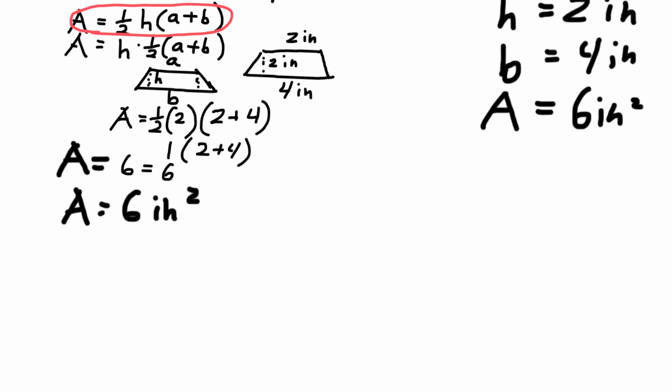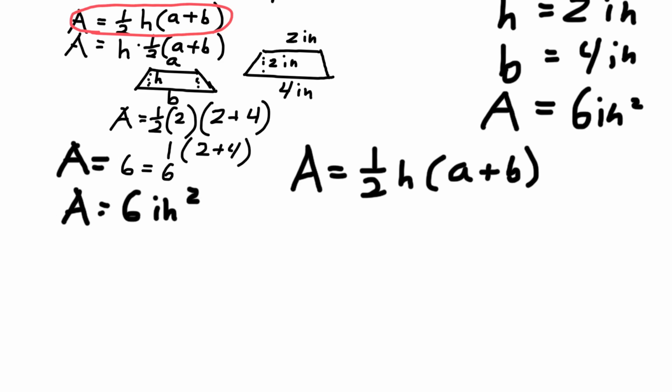Okay, well, we could take our formula, A equals 1/2 H times A plus B. And then we're going to be looking for B. No, we're going to be looking for A. So, question mark. A is what? What does A equal? So we can figure that out.